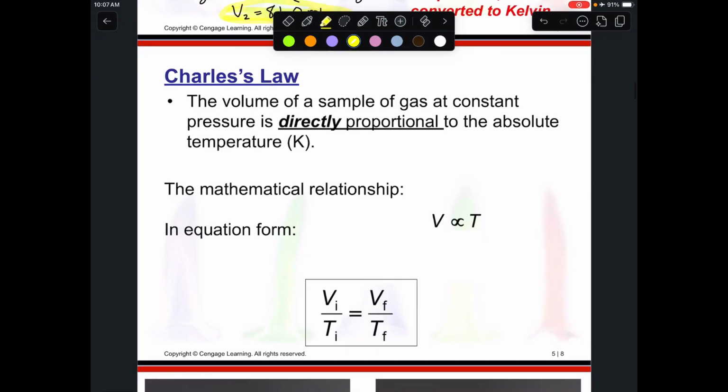Another law we're going to look at here is Charles' law. Charles's law is, I believe there actually should be no S here. This is why I don't teach English.